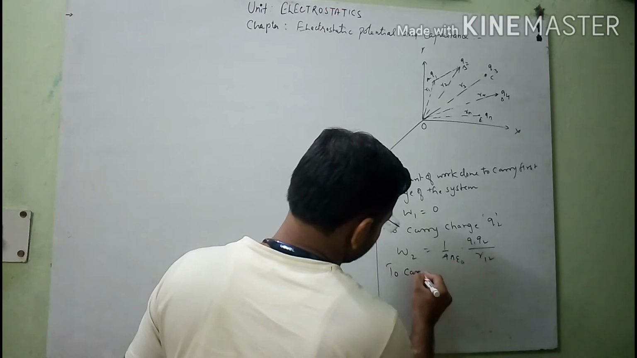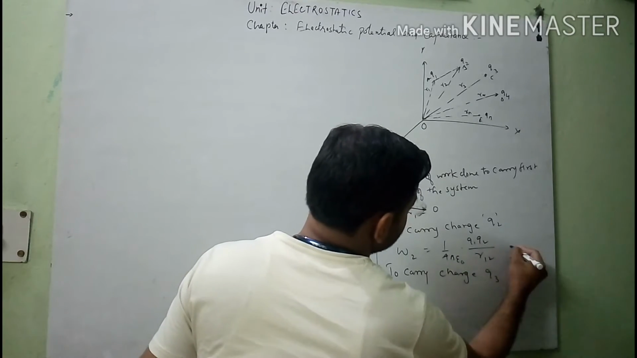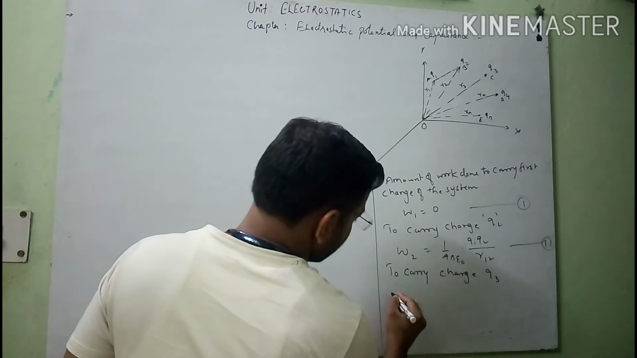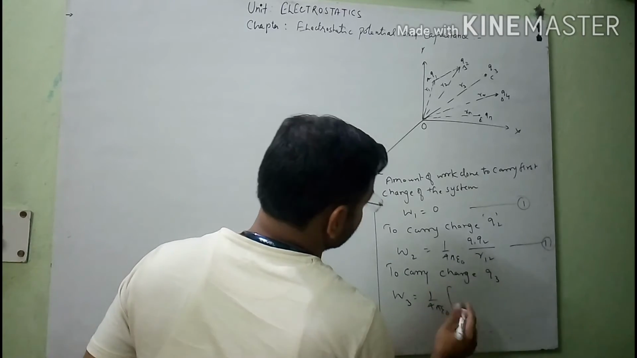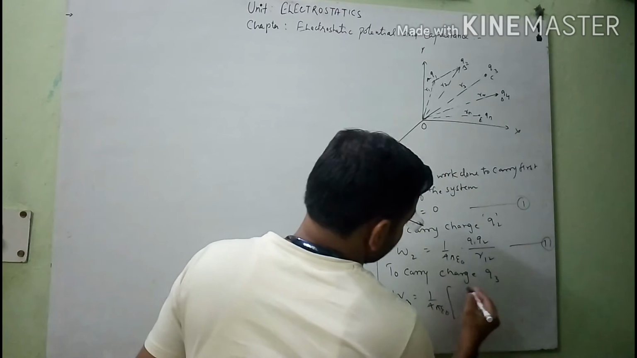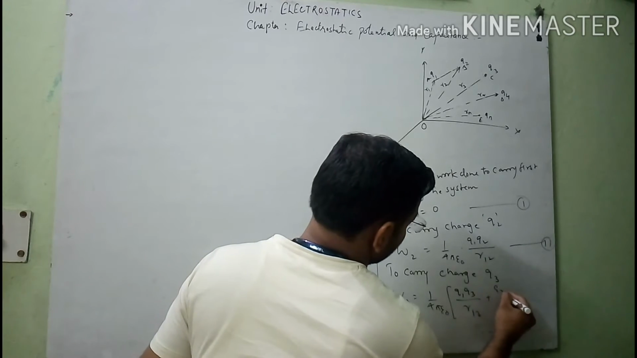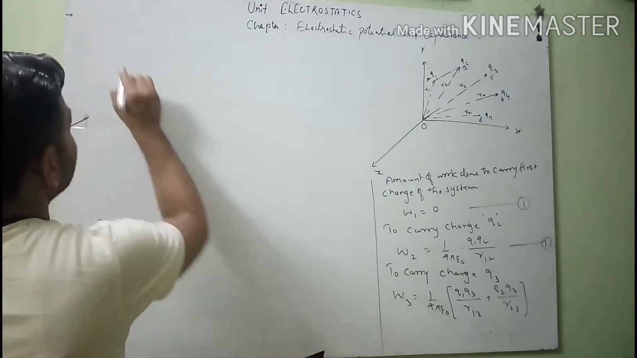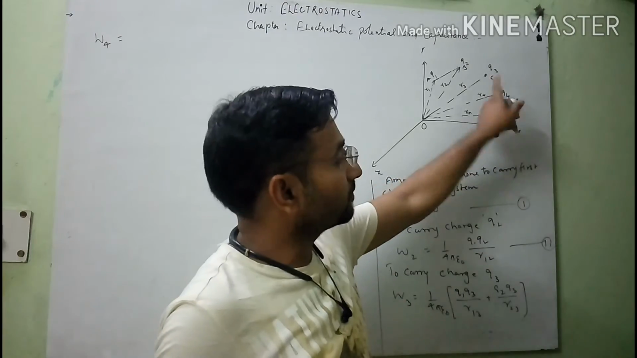Similarly, we will follow for the others. To carry the third charge Q3, this is our first, second. When we carry the charge Q3, Q3 will do the work against Q1 and Q2. So here it will be Q1 Q3 over R13, then Q2 Q3 over R23. Clear, student?